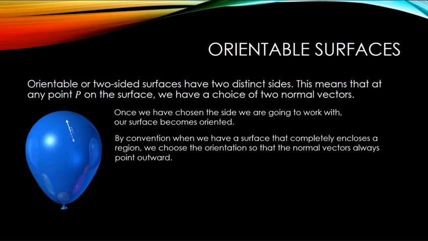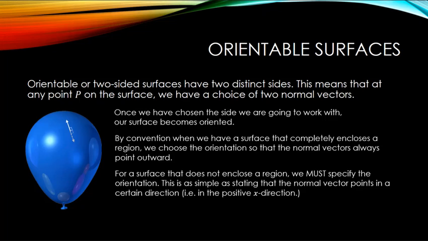By convention, when I have a surface that is a completely enclosed region, I want to choose the orientation so that my normal vector always points outward. If I have a surface that does not enclose a region, I'm going to have to specify what that orientation is. This is just a simple matter of stating the direction that my normal vector points in. For example, I might say that it points in the positive x direction.